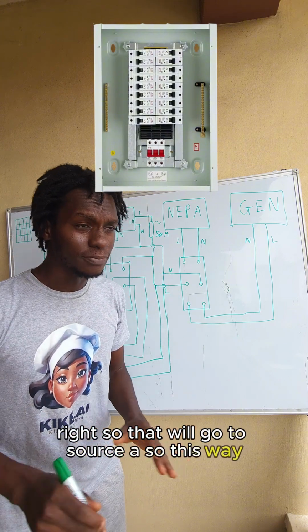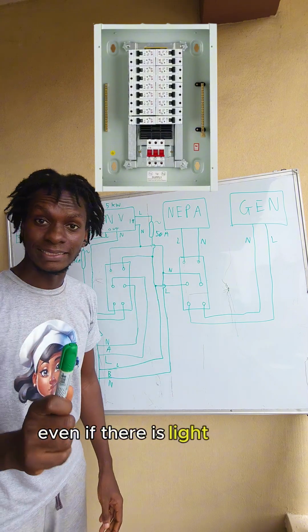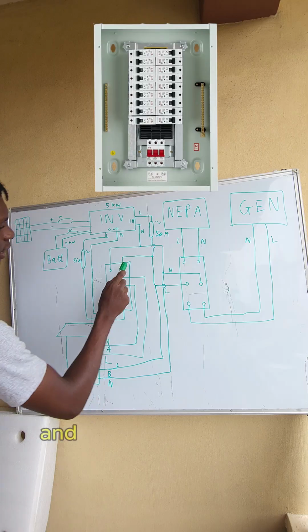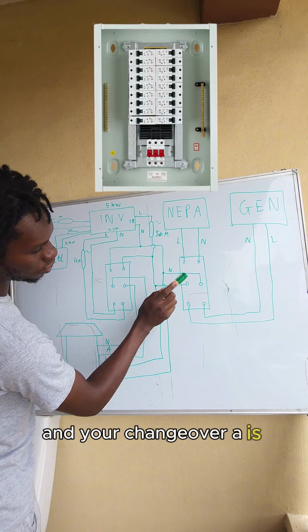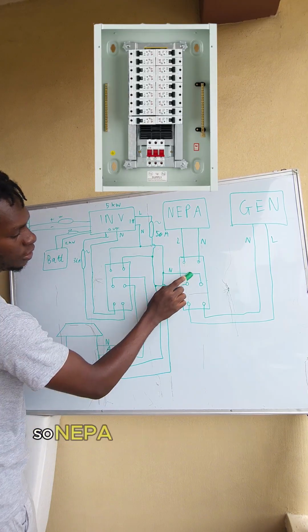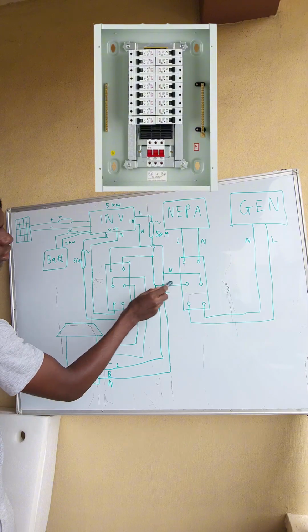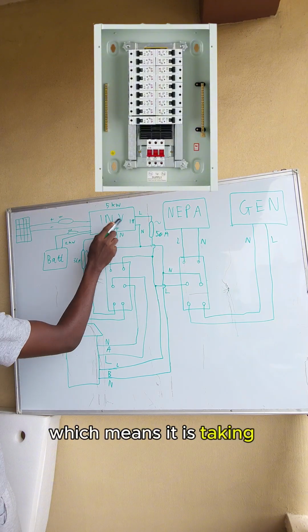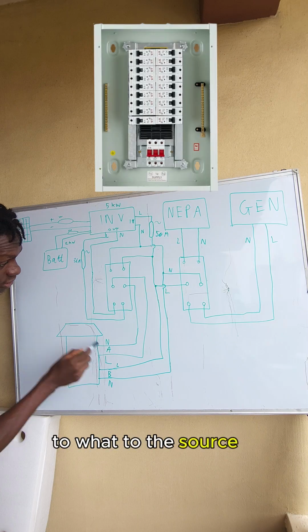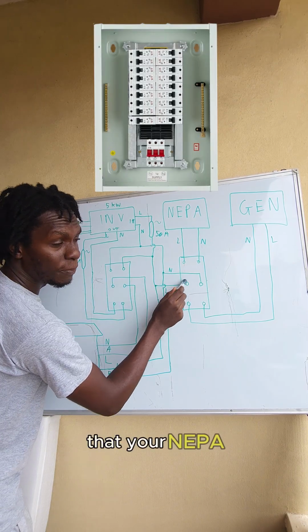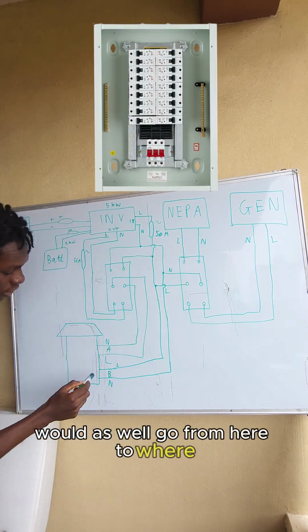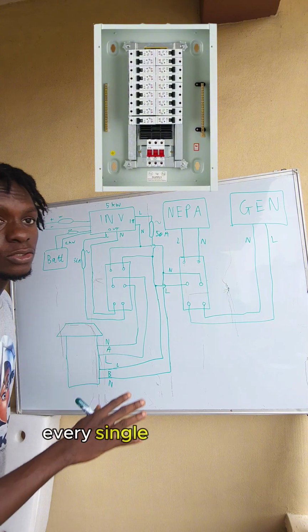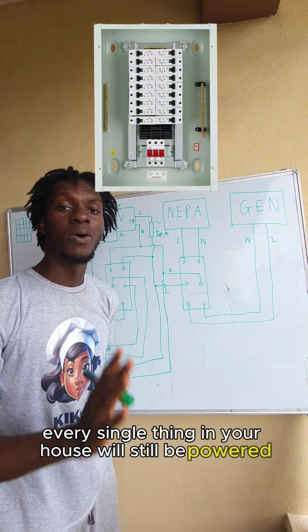So this way, even if there is light, that is NEPA light, and your changeover A is obviously on the NEPA side, so NEPA is coming out from this line, coming to this end, but your changeover B is on the inverter, which means it is taking power from the inverter to what? To the source A. And your NEPA would as well go from here to where? To the source B. So every single thing in your house will still be powered on.